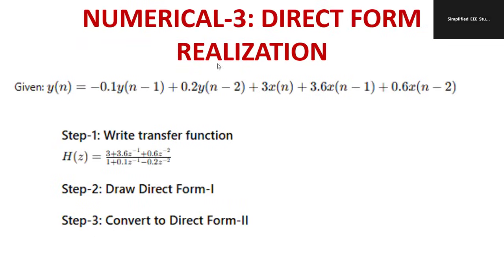So direct form realization, you can expect the question. The function is given, you can note down. It has more than 2 delays, right? Then what you can do, write the transfer function. You use the z transform and find out the H of z. Draw the direct form number 1. Graphical representation is required. Later convert to direct form number 2. So that's what exactly happening.